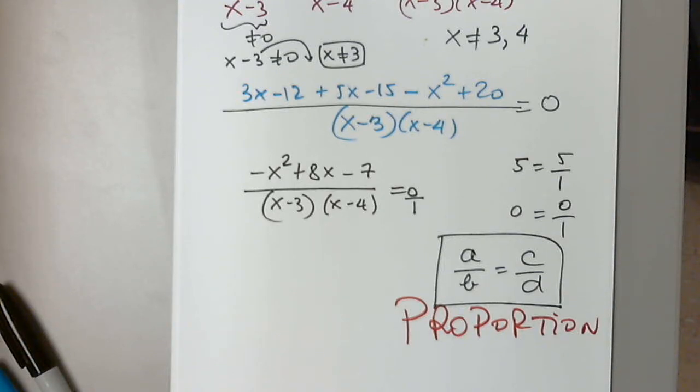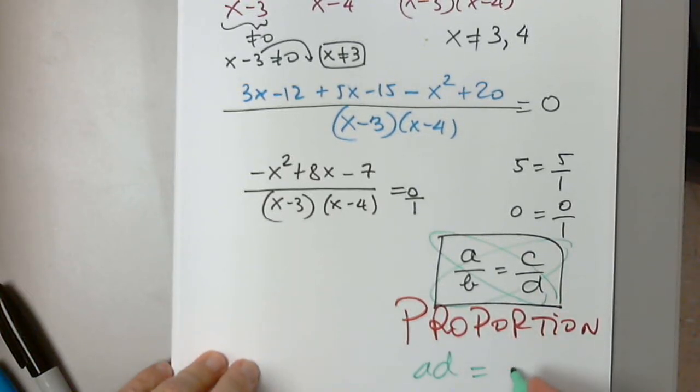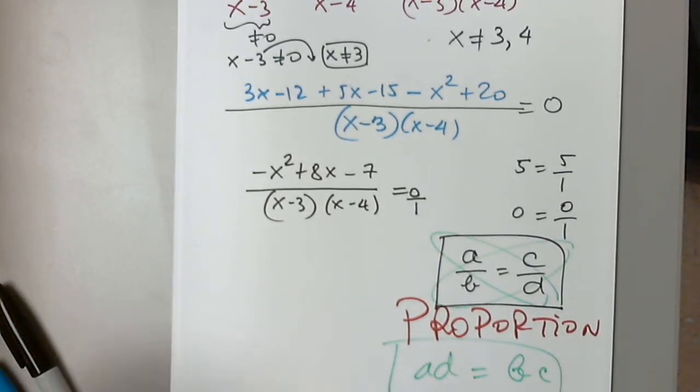True. But why is it so special? What can we do with a proportion that we cannot do with anything else? Can we take the terms that are on the bottom, switch sides? Nope. Who said that? Yeah. Excellent. That's it. A times D equals B times C. Only in a proportion this is allowed.